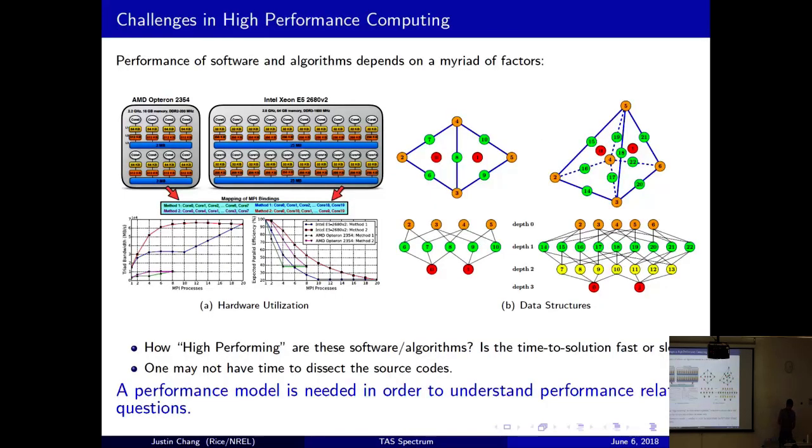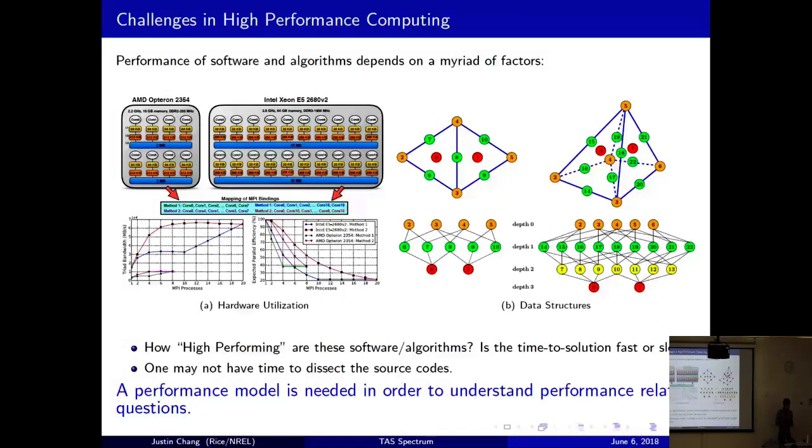Okay, so basically, when it comes to high performance computing, there are a lot of factors that may affect the performance of software and algorithms like PETSc. So there's things like hardware utilization, data structures. As Richard mentioned 2 days ago, one of the key performance things we have to be aware of is how you place processes on your computer architecture. And also you have to be aware of what kind of data structures you're using and just understand how you're, I guess, utilizing caches or utilizing your resources efficiently.